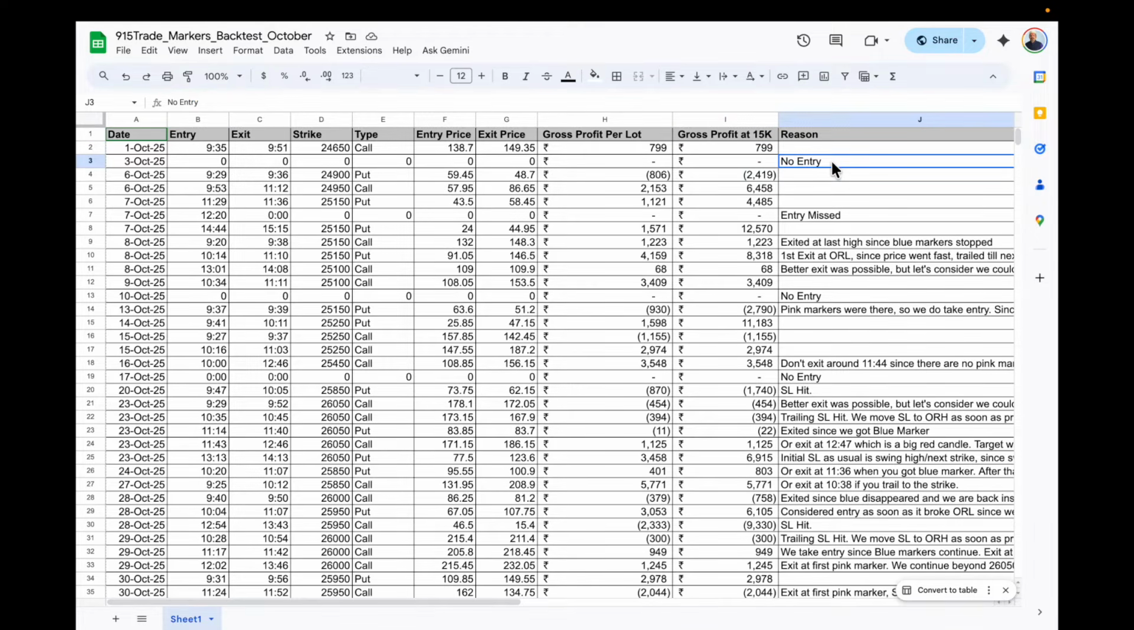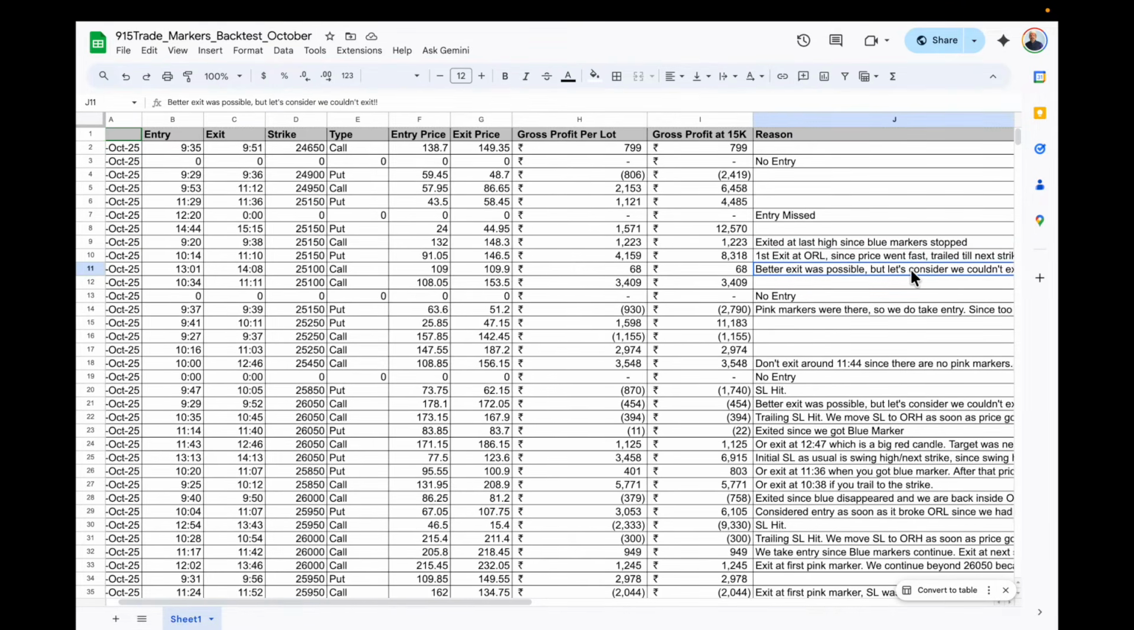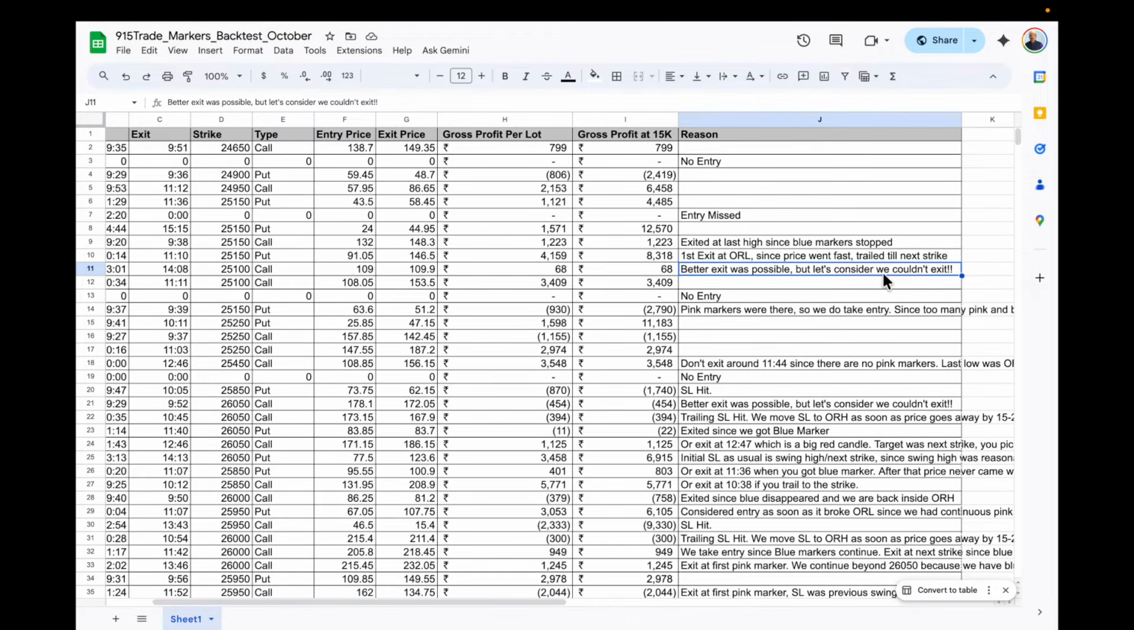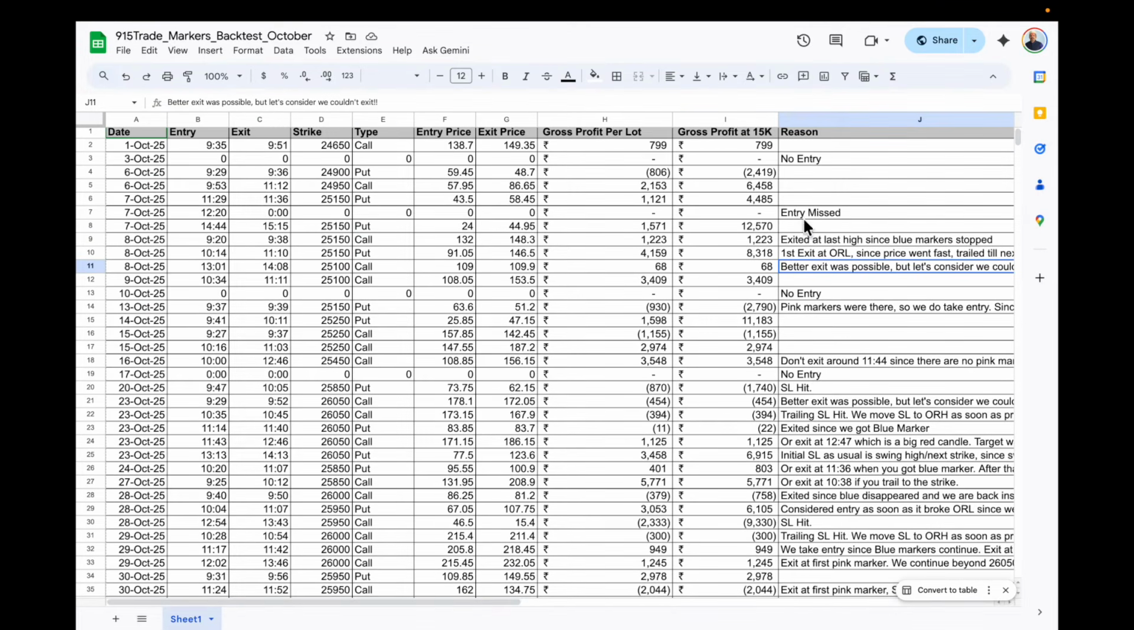Then we have also given you the reasons, saying we couldn't find an entry here. We found an entry and exited at the last high since the blue markers stopped. We also have reasons like a better exit was possible, but to ensure that we are fair in terms of the data we are coming up with, we have taken worst case exit scenarios. We have given you reasons, and we hope you would follow those reasons as well.